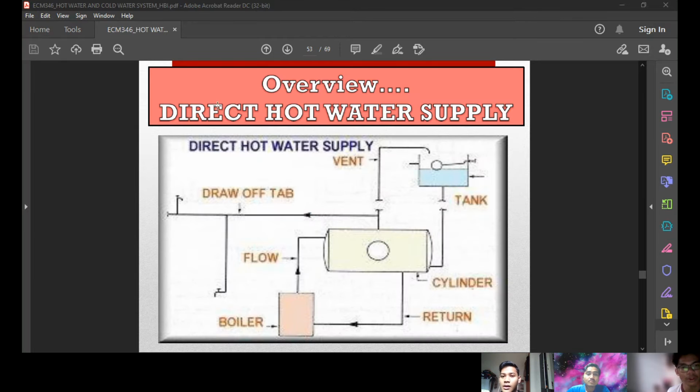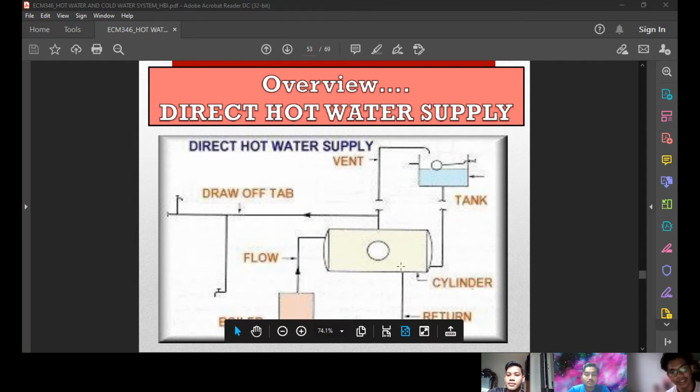This is the overview of direct hot water supply, which is here is the tank. The water will go through the tank and go through the cylinder and flow to the boiler.